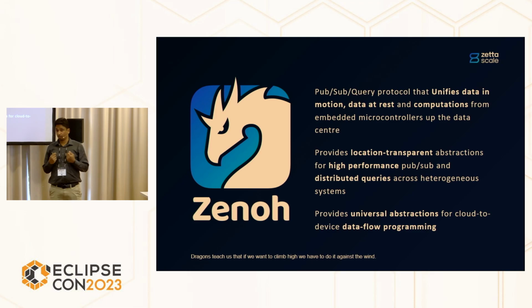At the same time, you can query the data, and when you query the data through Zeno, you don't have to know where your computation is sitting. So Zeno automatically resolves that and gets the information for you. It provides a homogeneous communication from the smallest microcontrollers up to the cloud, so that you can build applications through these abstractions.